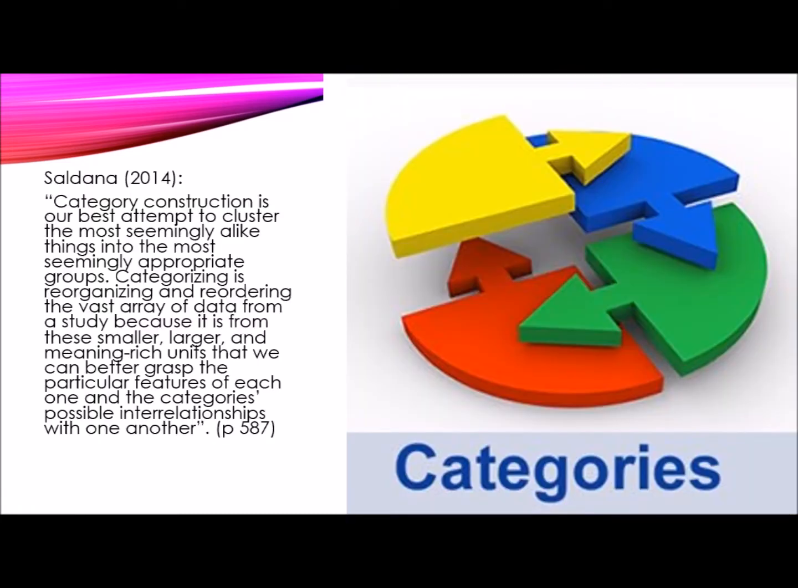Saldana 2014 explains the difference between categories and themes by saying that category construction is our best attempt to cluster the most seemingly alike things into the most seemingly appropriate groups. Categorizing is reorganizing and reordering the vast array of data from a study because it's from the smaller, larger and meaning-rich units that we can better grasp the particular features of each one and the categories' possible interrelationships with one another.